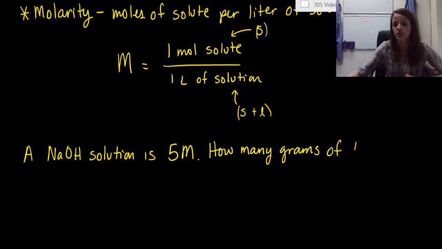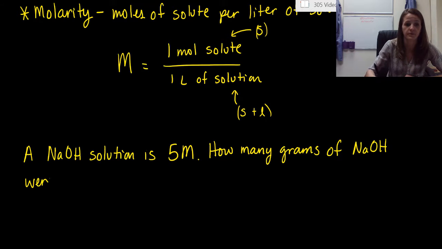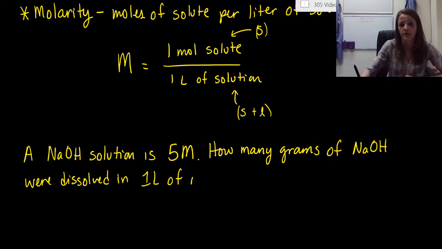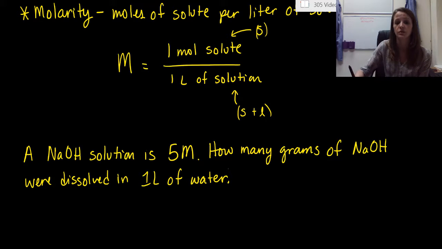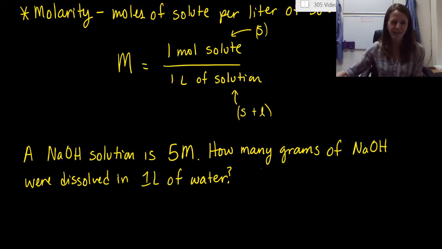of NaOH were dissolved in 1 liter of water? Okay, it's a long question, but it's important. There's a lot of different components there. So a solution of NaOH is 5 molar. How many grams of NaOH was dissolved into 1 liter of water? So the first thing you have to do is identify your solute, then your solvent, then you can try to actually back calculate. Go.